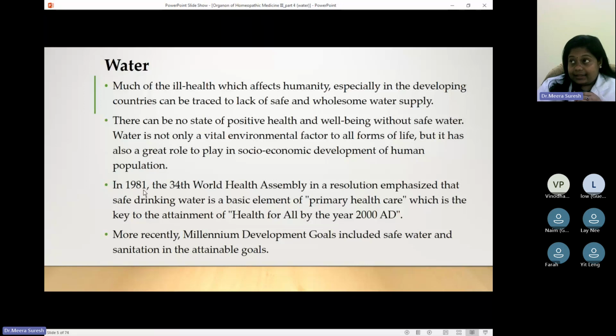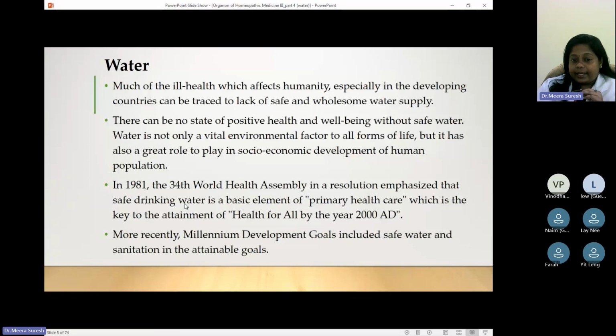That is why in 1981, the 34th World Health Assembly considered that safe drinking water is a basic element and should be associated with primary health care, which is the key to the attainment of health for all by the year 2000. So it shows the importance given to safe drinking water by the World Health Assembly, even in 1981.